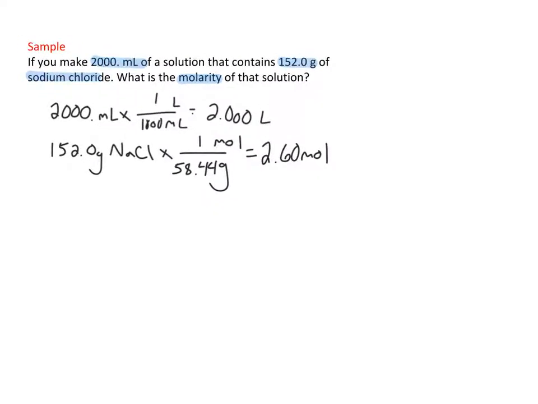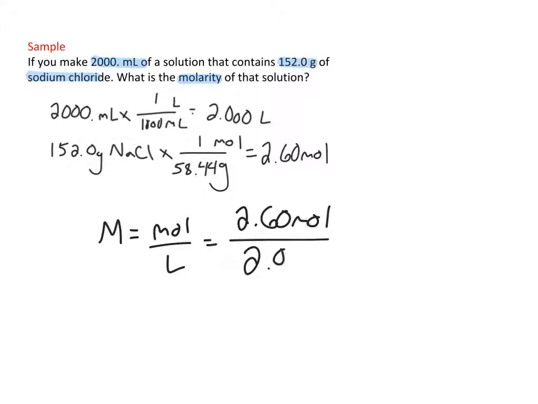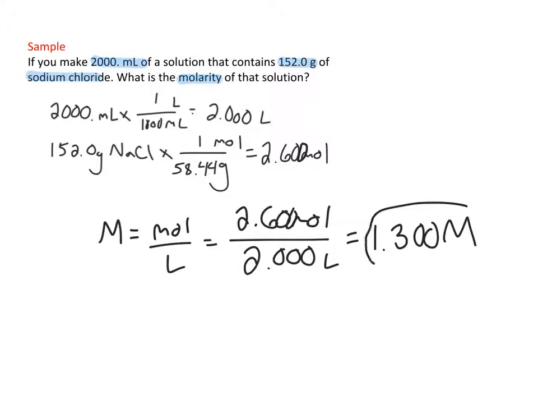So I know molarity is moles of solute per liter of solution. So I have 2.60 moles of solute, and I have 2.000 liters of solution. So I divide that in my calculator, and I get to 4 sig figs 1.300 molar sodium chloride solution.